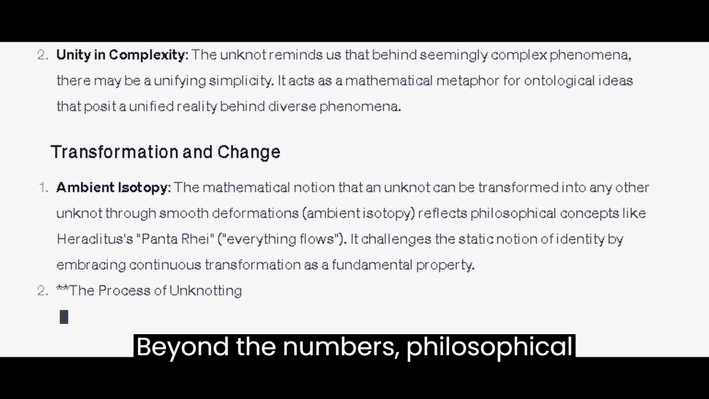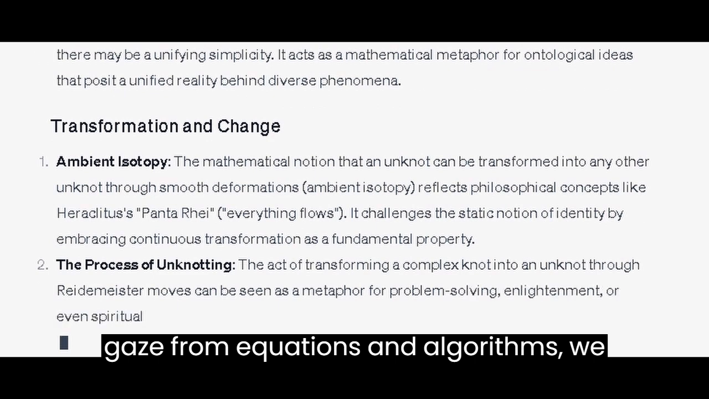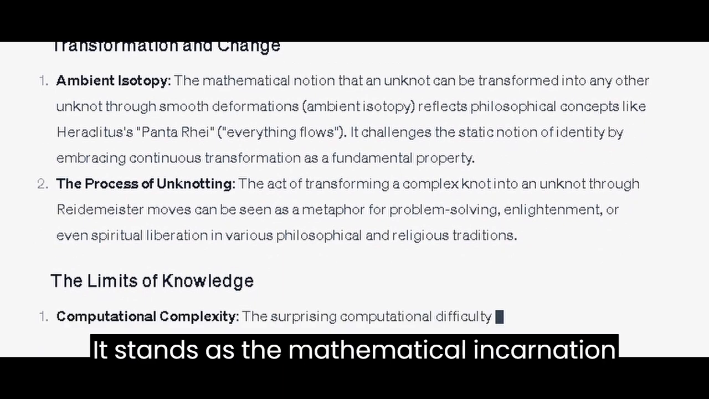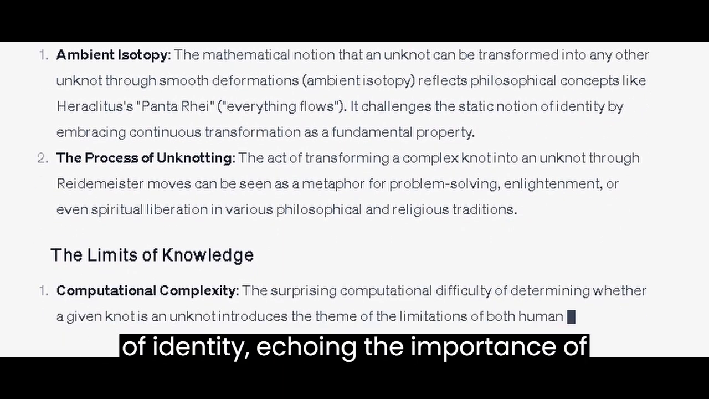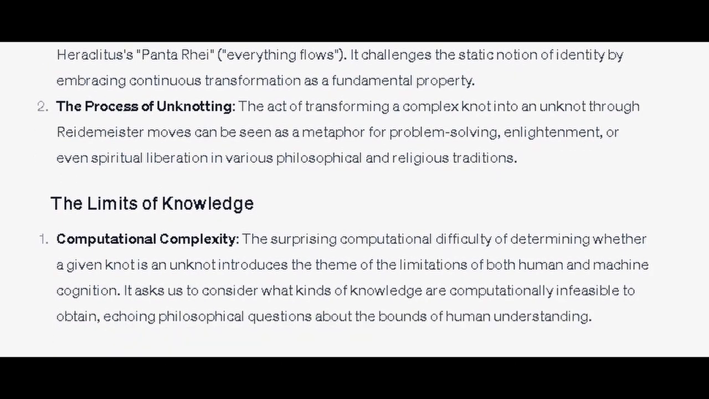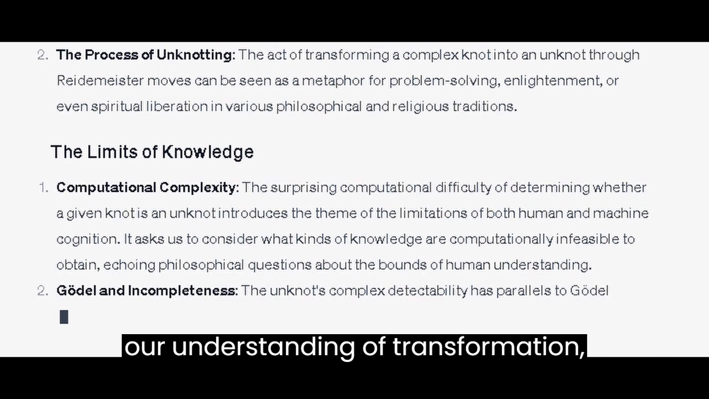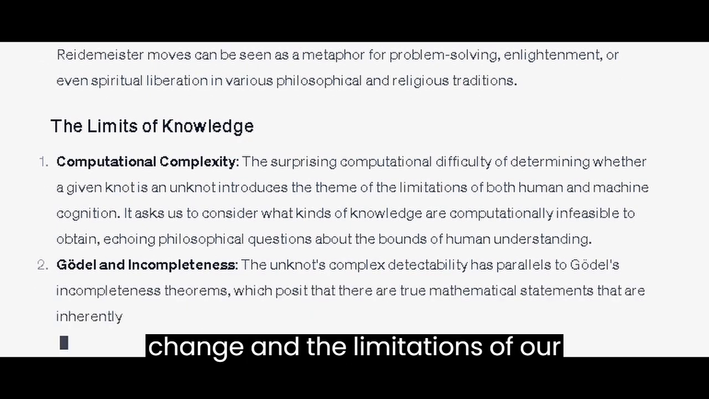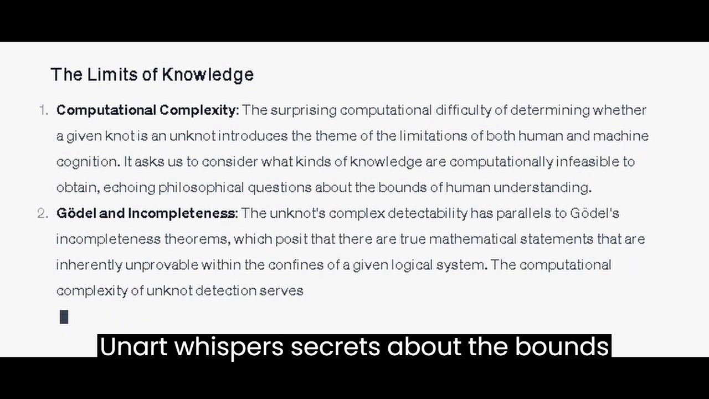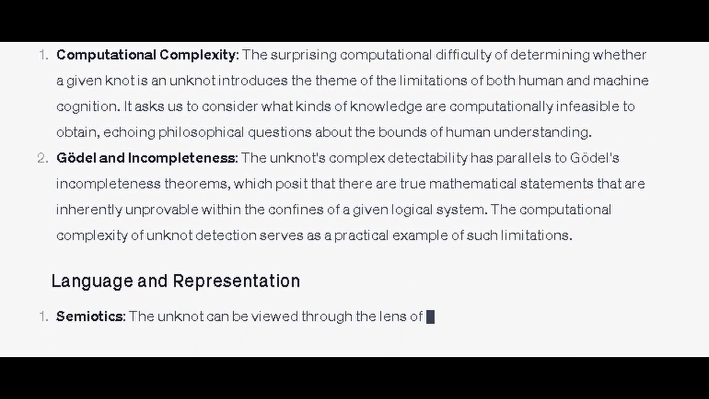Beyond the numbers, philosophical dimensions. As we shift our gaze from equations and algorithms, we find that the unknot has been silently teaching us lessons in philosophy. It stands as the mathematical incarnation of identity, echoing the importance of unity and simplicity amidst complexity. But that's not all. Its very existence challenges us to rethink our understanding of transformation, change, and the limitations of our cognitive abilities. The unknot whispers secrets about the bounds of computational power and the enigmas of Gödel's incompleteness theorems.